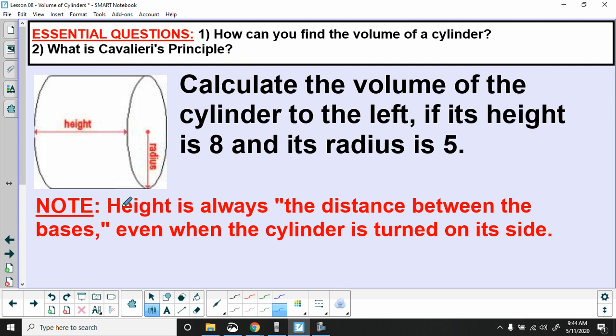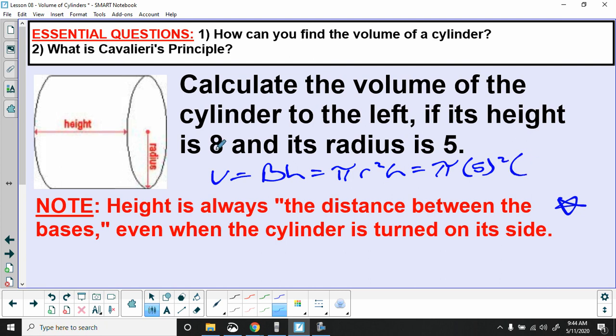So for this example, note height is always the distance between the bases, even when the cylinder is turned on the side. Gold star for that. Again, we're using big B times h. Big B is turning into pi r squared because we're dealing with circles. So pi, the radius is 5, and 8 is going to be the height.